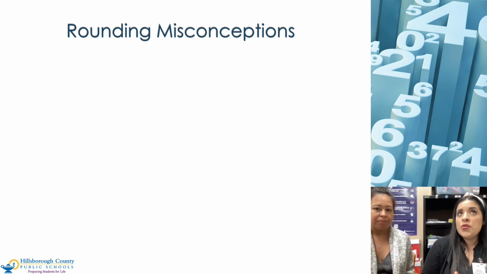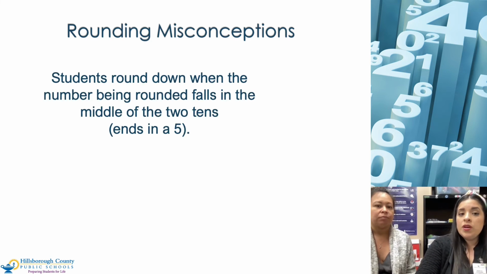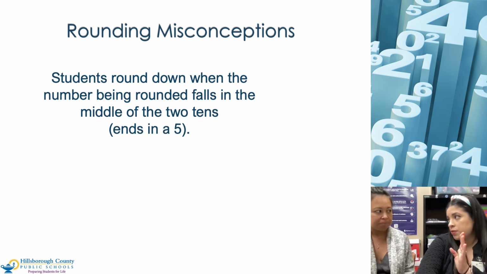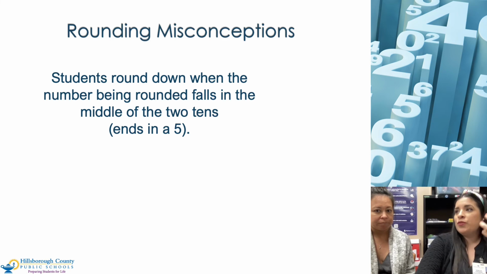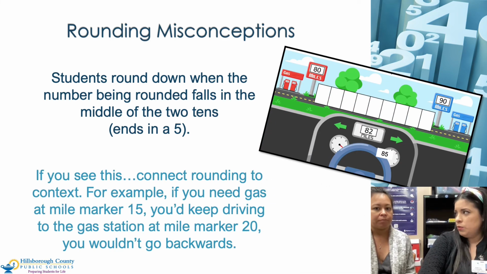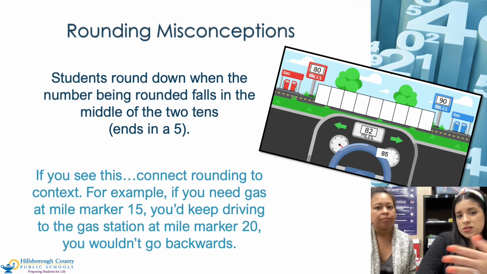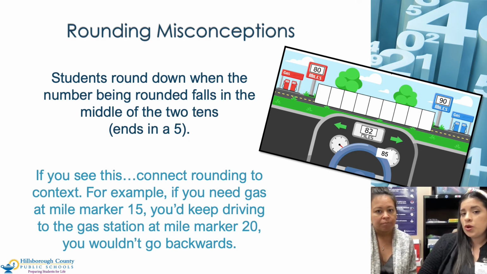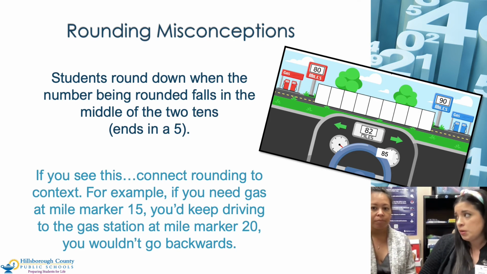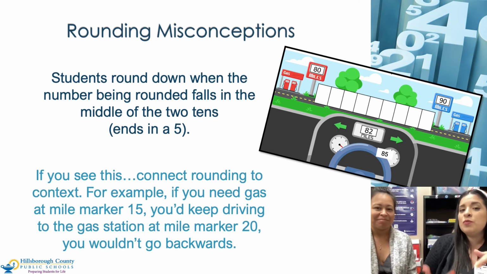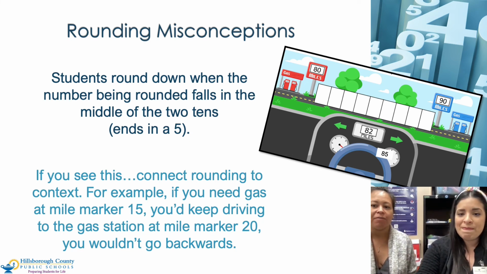Okay, so thinking about a number line, they'll see that the numbers that end in 5 are going to end right in the middle of the number line. So you always want to refer back to context. It's really easy when we're talking about context. So this is an example, 85 miles. Am I going to go back to 80 miles where the gas station is, or am I going to go forward to 90 miles? If I'm driving in a car, I'm not going backwards. I'm going to go forwards. So if you make that context connection, then they'll usually remember, okay, if it's about halfway, I'm going to just go to the next one. That makes sense. Thank you. You're welcome. That's a good idea.